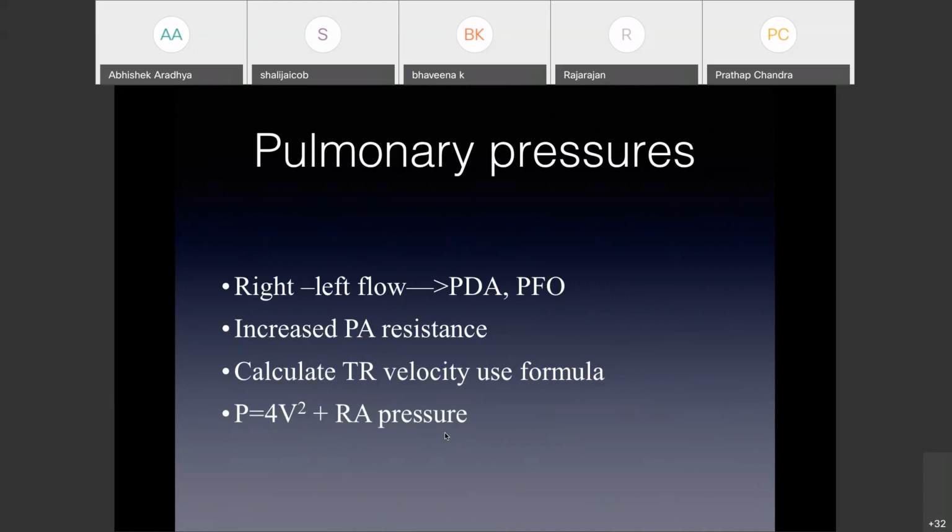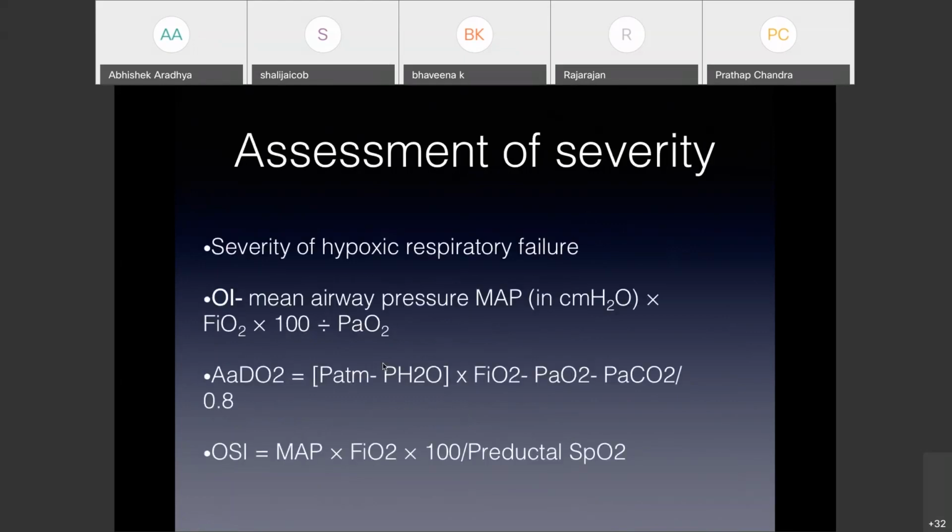Say, for example, if your velocity has come back as 4 meters per second, in this case, then your formula goes as 4 times 4 squared, which will be 64 millimeters of mercury as the pressure. You need to also add the right atrial pressure to get the pulmonary artery pressures. Right atrial pressure, generally we take it as 5 to 6. So in this case, if your velocity across the tricuspid valve is about 4 meters per second, you're looking at your pulmonary pressures as almost 70 millimeters of mercury.